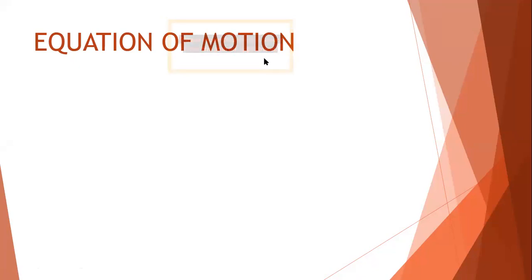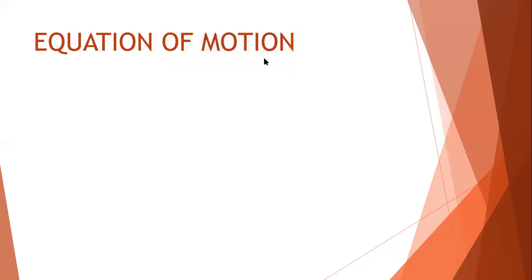If you remember, yesterday we saw three equations of motion. v is equal to u plus at, s is equal to ut plus half at square, and v square is equal to u square plus 2as. So these are the three equations of motion that we derived and studied yesterday. Now we will look at how they came into existence.